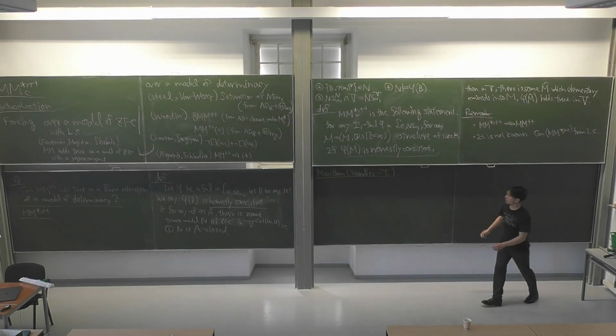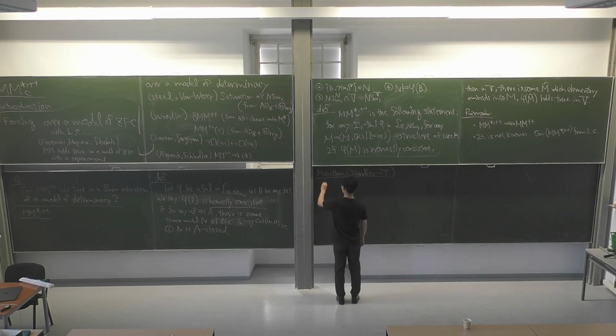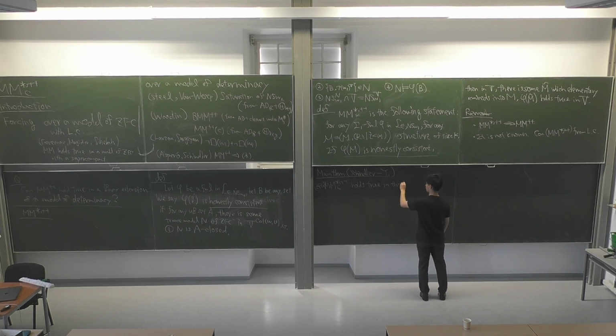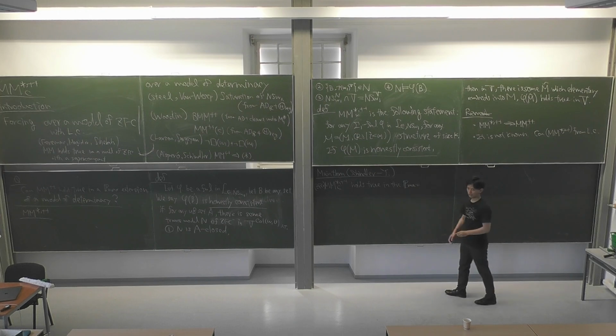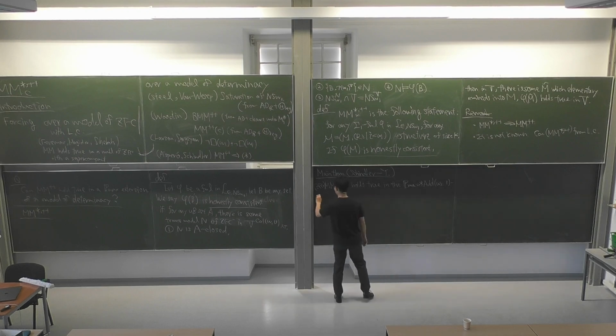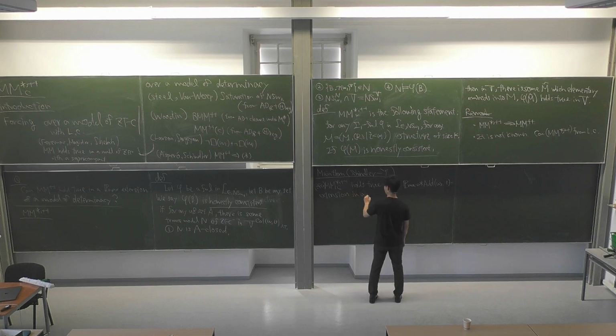And our main theorem is that MM star double plus at continuum holds true in the P-max extension. First we do P-max, and after that we add a Cohen subset of omega 1 extension, in a model of determinacy.